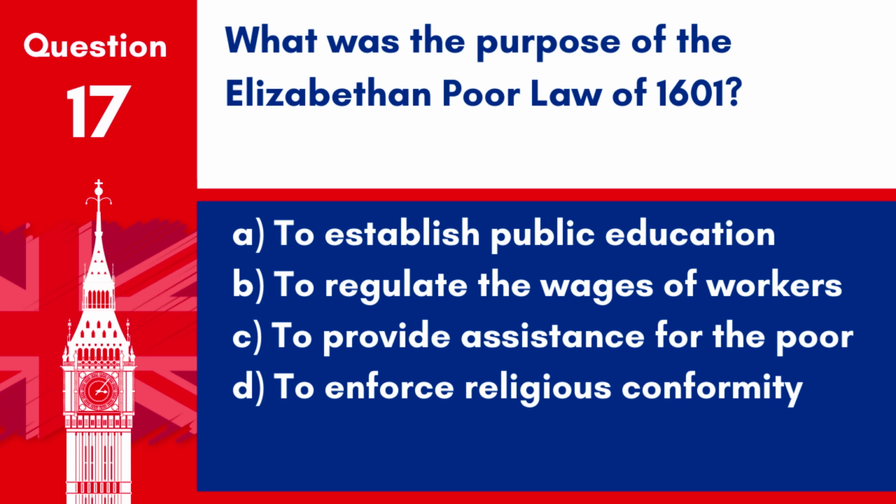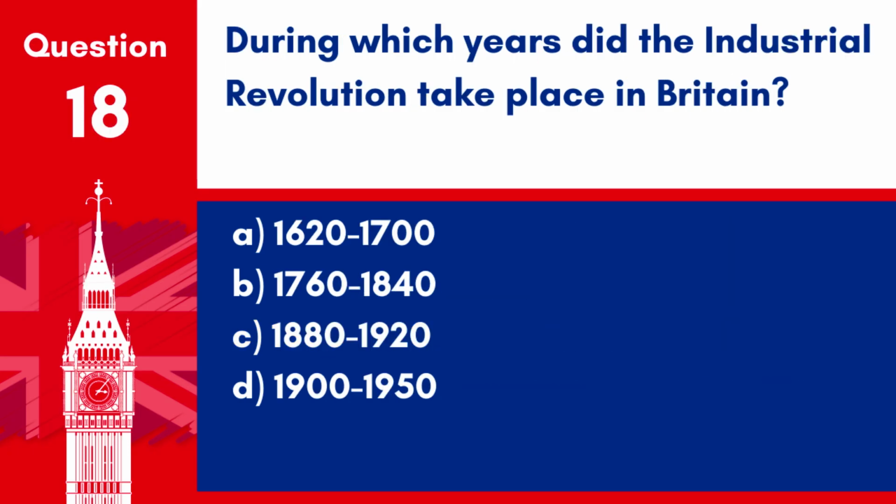Answer C. To provide assistance for the poor. The Elizabethan Poor Law of 1601 was designed to provide help to the poor and destitute, establishing a system of poor relief that lasted for many years. Question 18. During which years did the Industrial Revolution take place in Britain?